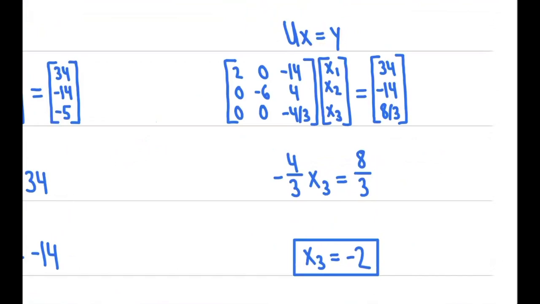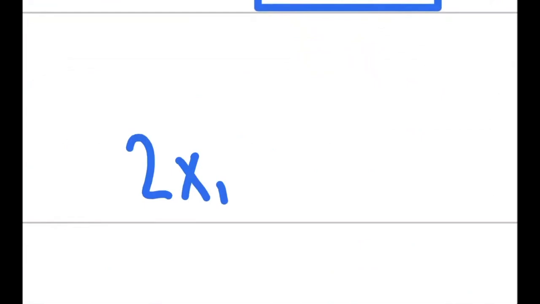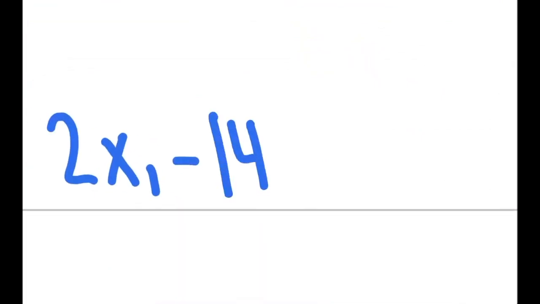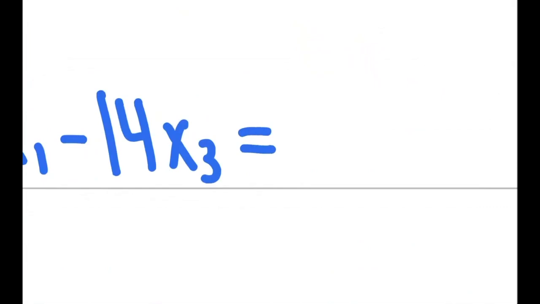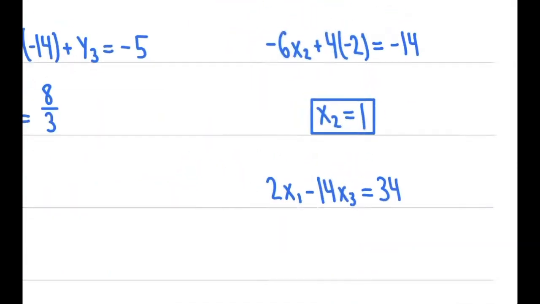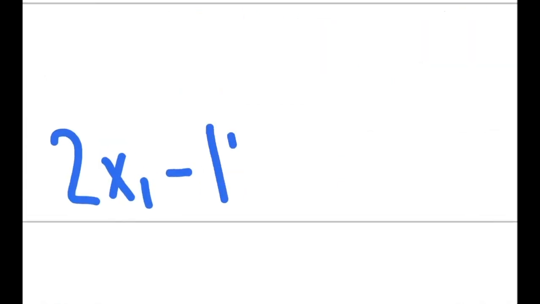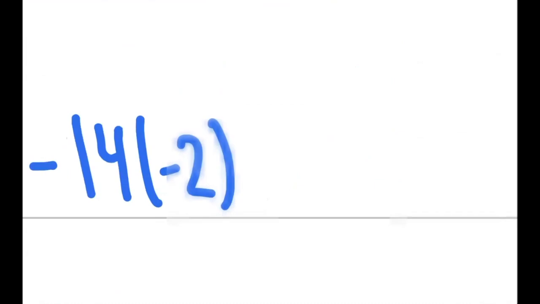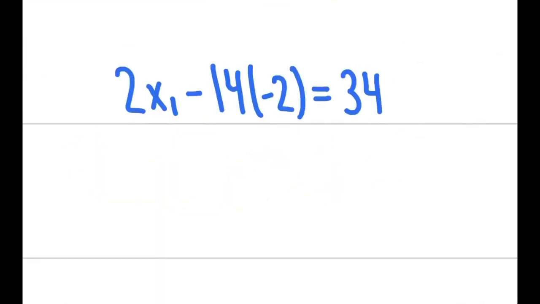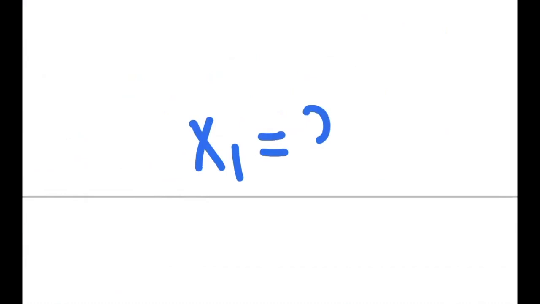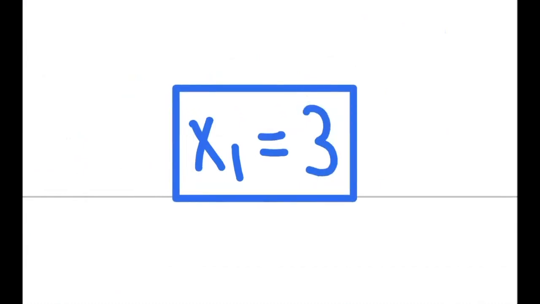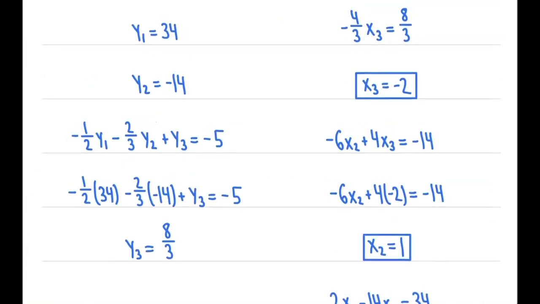And now we're going to write one more equation. So we have 2 times x1 minus 14x3 is 34. So 2x1 minus 14x3 equals 34. And x3 is negative 2, so 2 times x1 minus 14 times negative 2 equals 34. And if you solve for x1, you get 3. So that's our solution: 3, 1, negative 2.